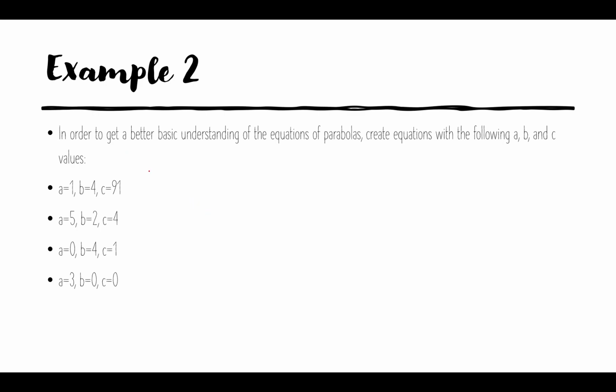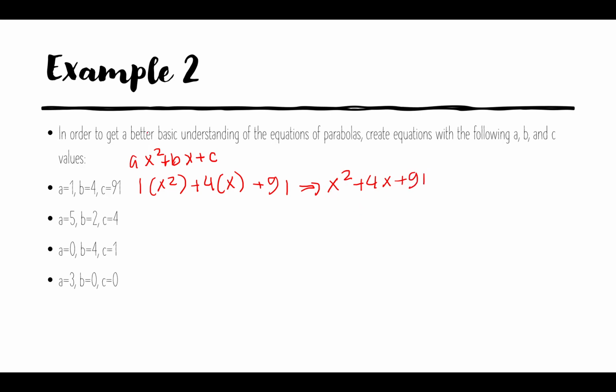So, in order to create these quadratic equations, all we have to do is take our standard form, ax squared plus bx plus c, and plug in our a, b, and c values. In the first one, we will get 1 times x squared plus 4 times x plus 91. From here, we can simplify this to x squared plus 4x plus 91. For the second one, we will plug in 5 times x squared plus 2 times x plus 4, which we can simplify to 5x squared plus 2x plus 4.